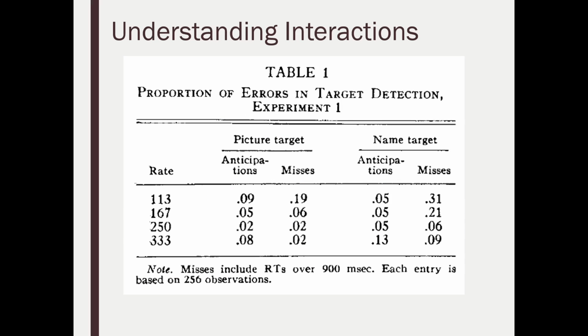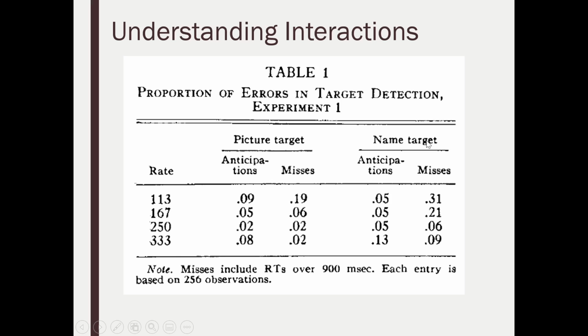All right. Now there's another way that researchers will depict interactions, and that would be in a table. This is again an old-timey one from the early 70s, in that picture-word literature. Actually, I think it's from the same one that I had shown you, where they had that mixed model. So what had been on the x-axis is now over here on the far left, called rate. We see 113 milliseconds all the way up to 333 milliseconds.